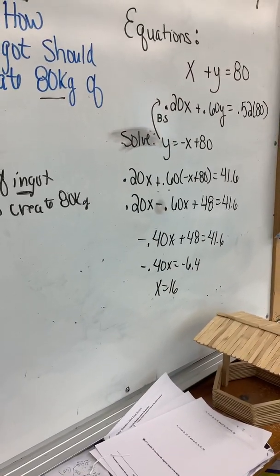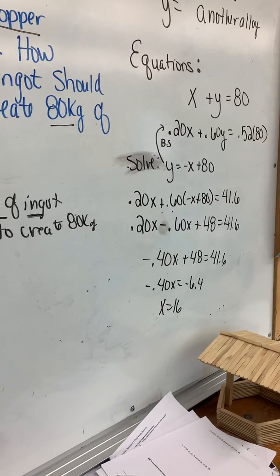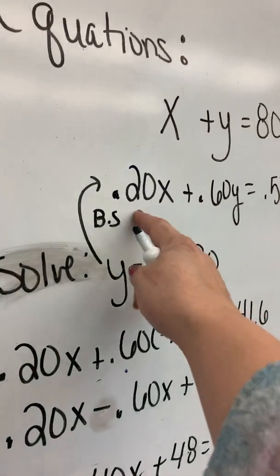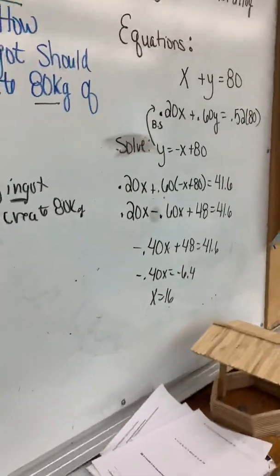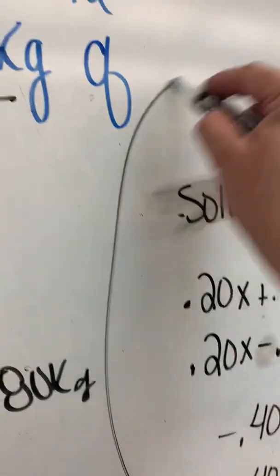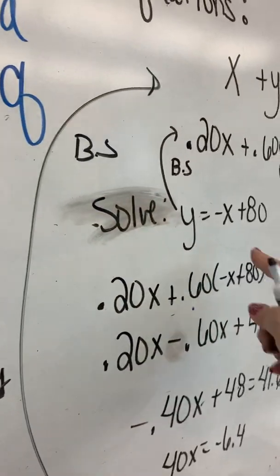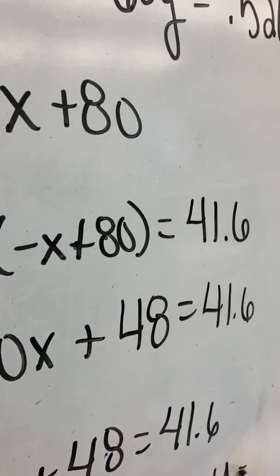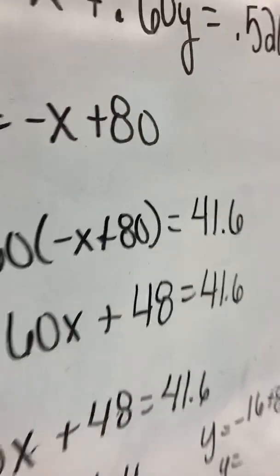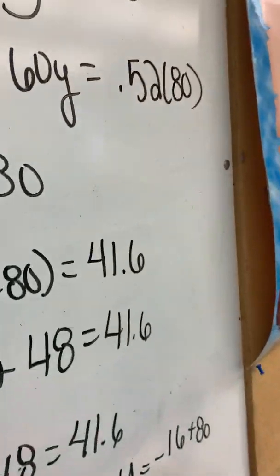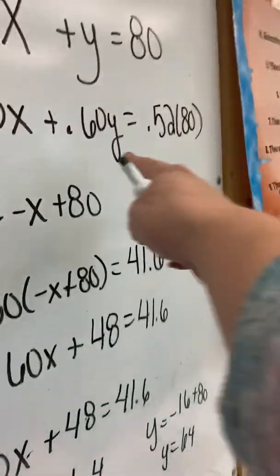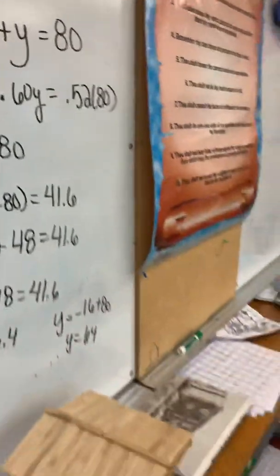So I have 16 of my first copper alloy, or my 20% copper alloy, because what did I assign to my x? The 20%. How do I find the other copper alloy? Substitute it back in. So I'm going to substitute right here. y equals negative 16 plus 80. So y equals what? What's 80 minus 16? 64. So I have 64 of which percent of alloy? The other one, or the 60%.